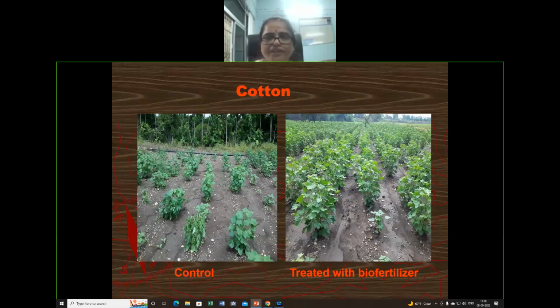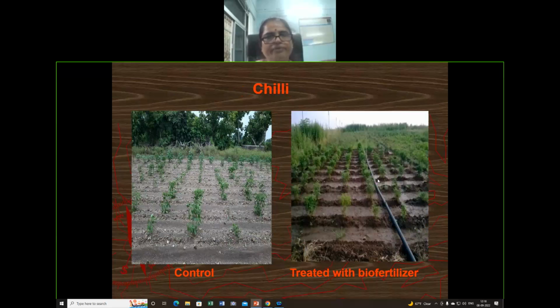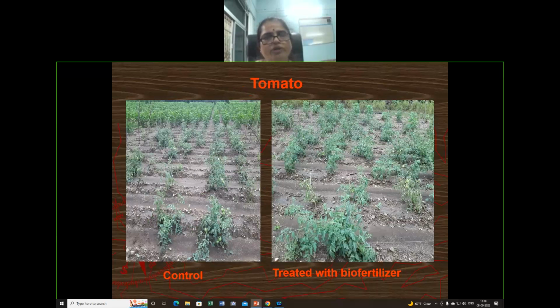Then farm validation study is very important. Again, this has to be planted on farm validation studies. This is control plant. This is treated with biofertilizer. Chili plant, control, treated with biofertilizer. So with tomato, so with brinjal.